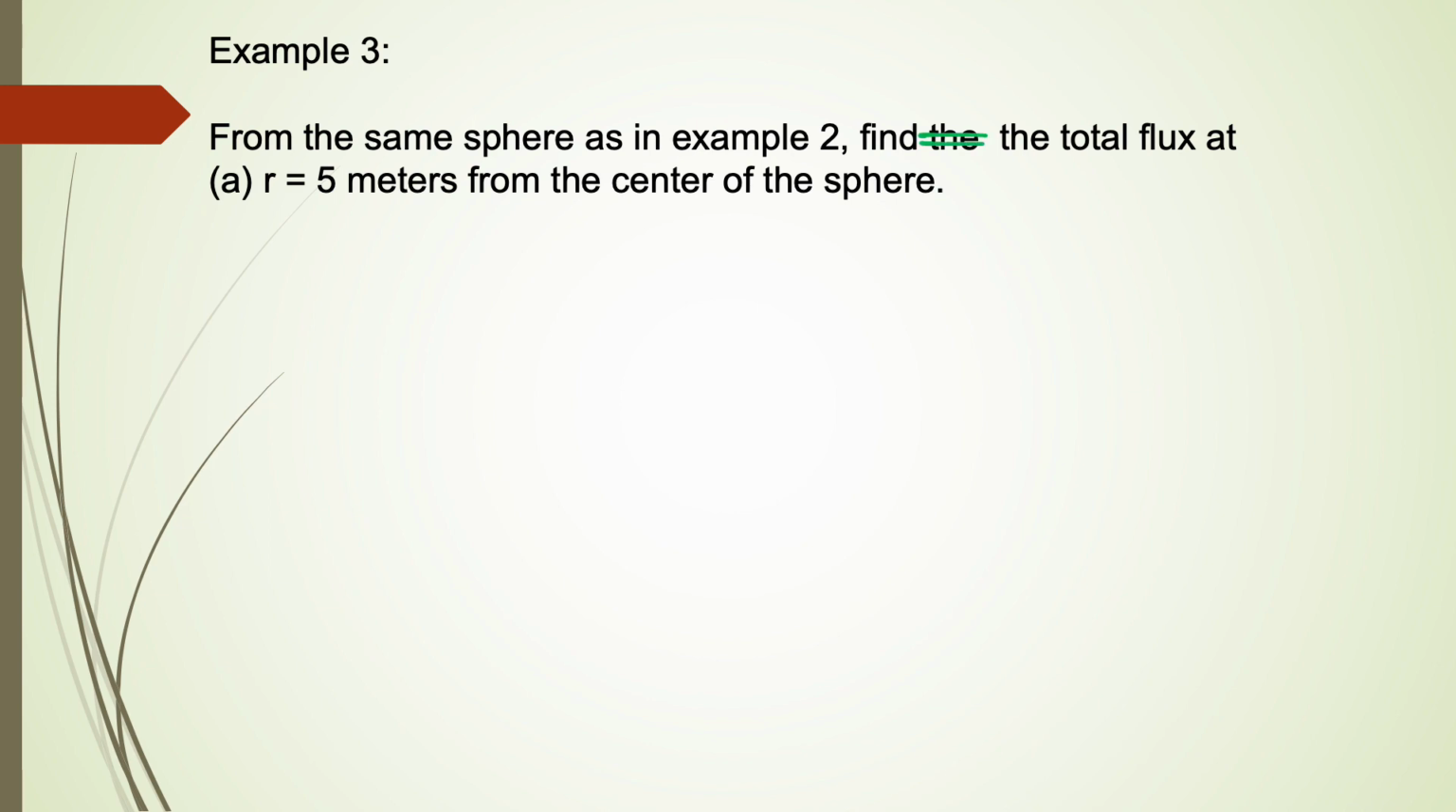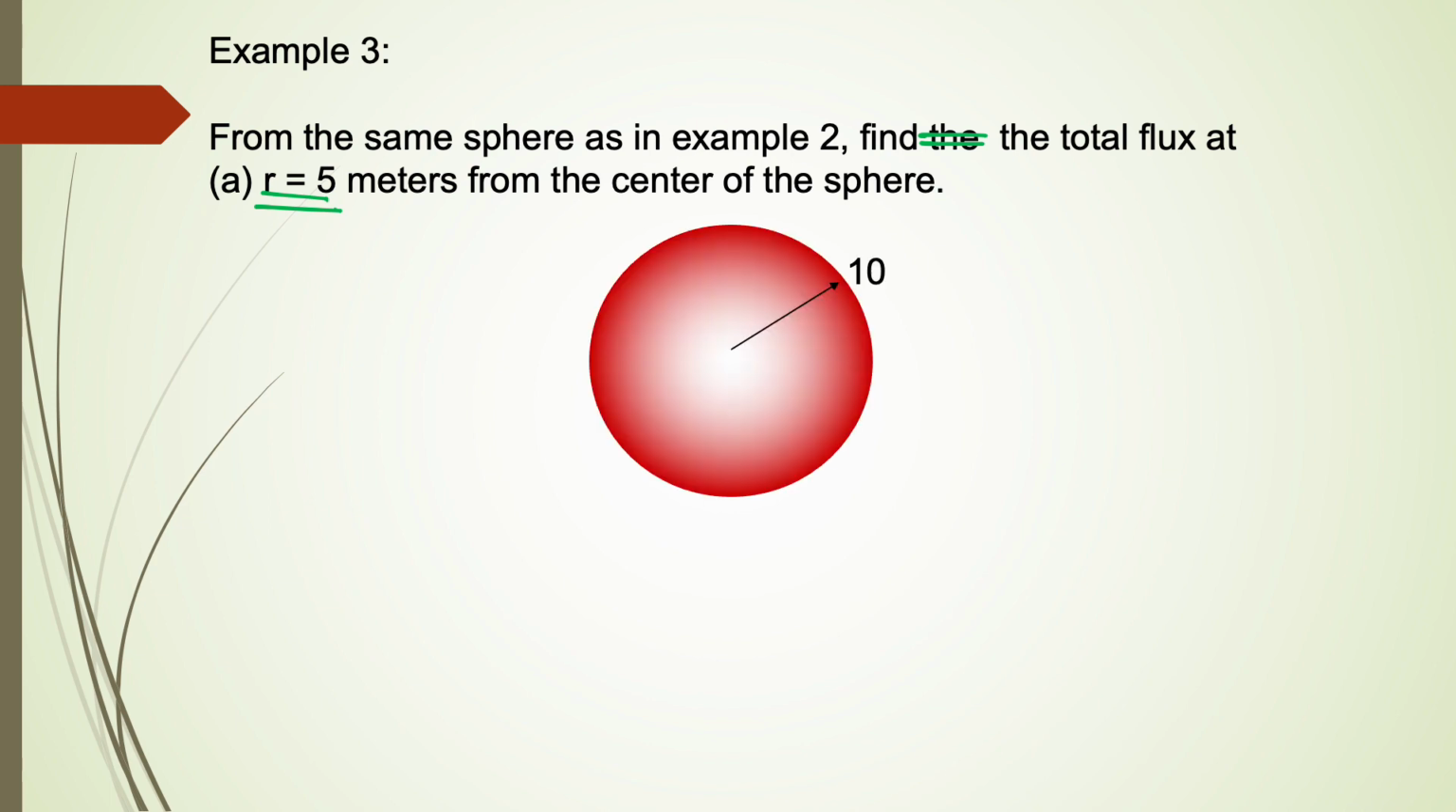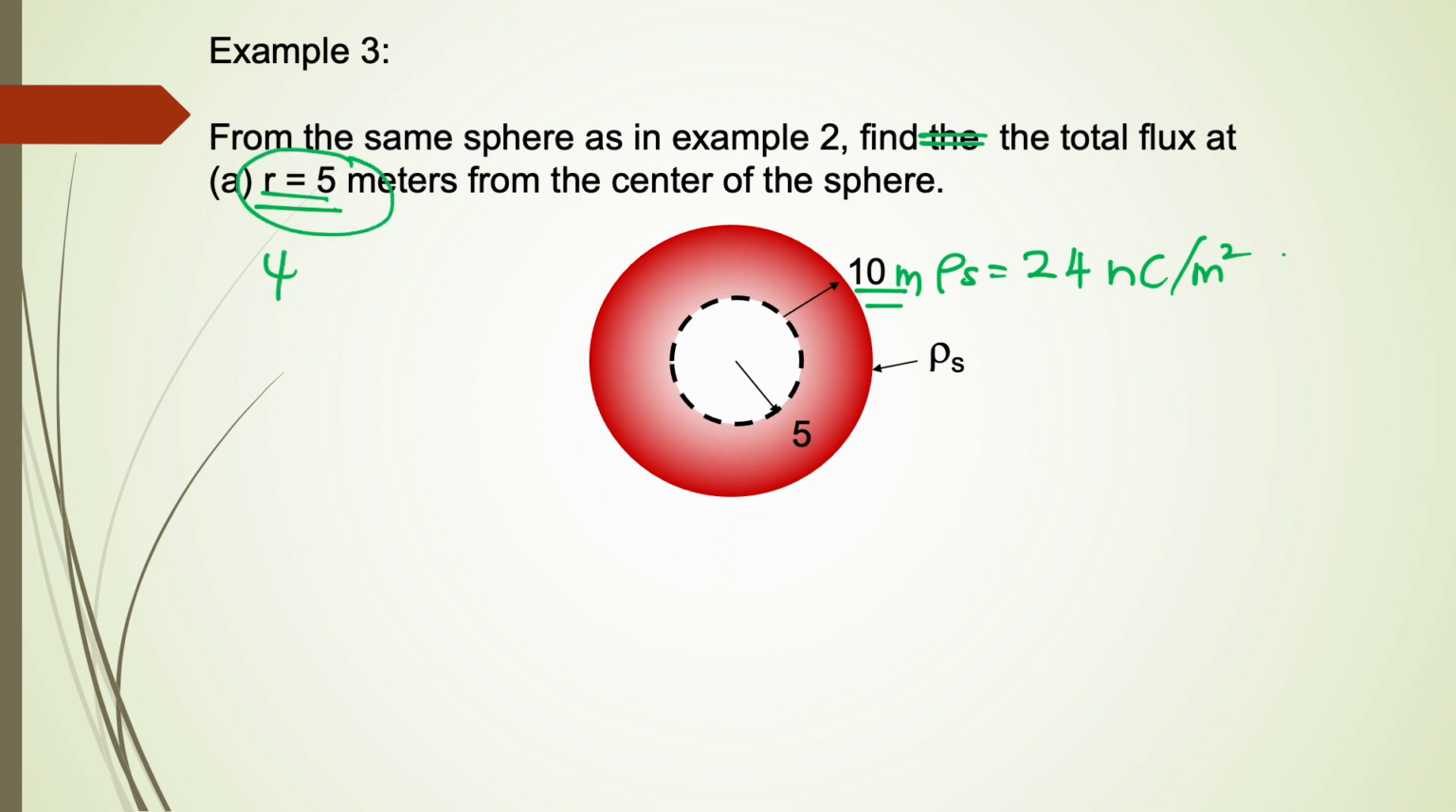Find the total flux at r equals 5 meters from the center of the sphere. So now this is the question just now, where it's given that rho s is 24 nanocoulomb per meter squared, and the sphere has a radius of 10 meters. The question asks to find the flux at r equals 5 meters from the center of the sphere. So this is our imaginary line, 5 meters inside. Our imaginary line is contained inside the sphere.